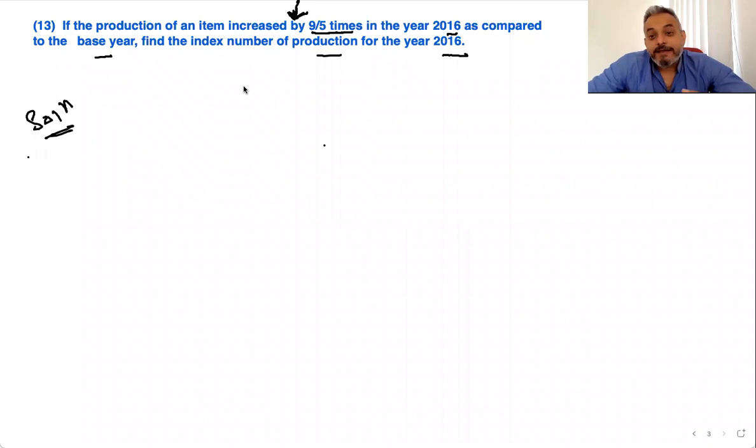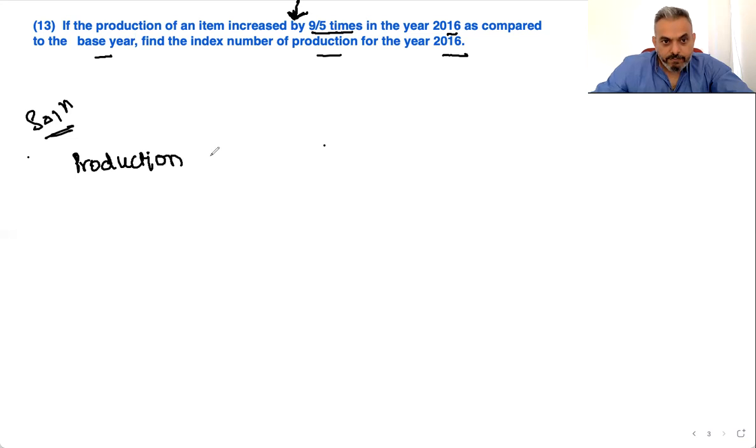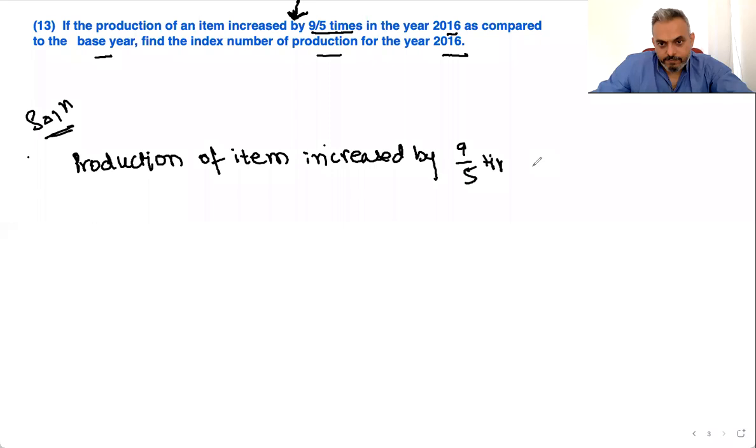Production of an item increased by 9 by 5 times. So divide 9 by 5, how much is it coming? It comes to 1.8 times increase. As compared to the base year, find the index number for the production for the year 2016. So let's write: production of an item increased by 9 by 5 times, which is equal to 1.8 times.